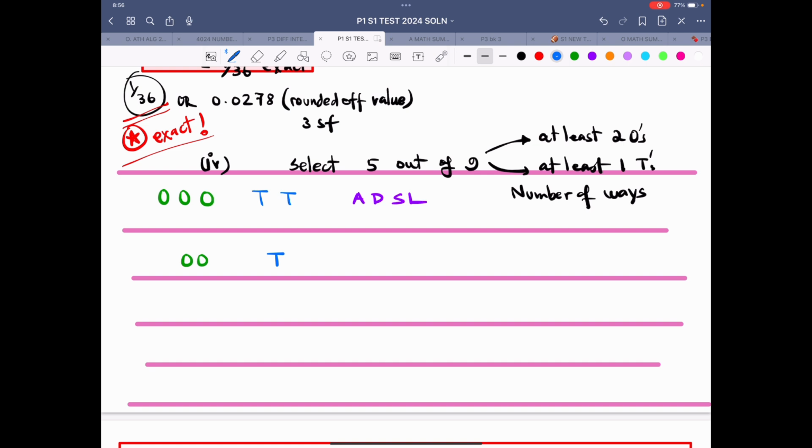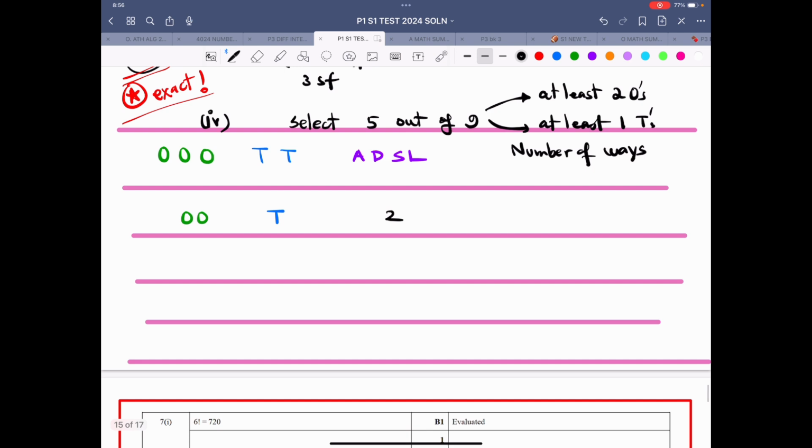Altogether, I need 5. That means the remaining 2 will be selected out of these 4. Let me first write it down. What if I increase the number of O's to 3? So that is 3 O's, and still there is 1 T. That is an option. What about I go to 3 O's and I talk about 2 T's? That is also a possibility. And excuse me, what about this option? That is, there are 2 O's and there are 2 T's. I think I've consumed all the options.